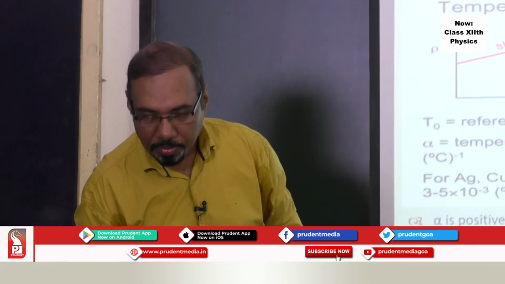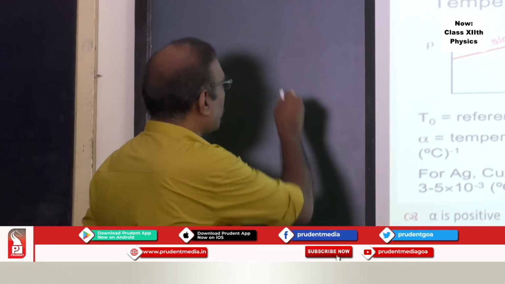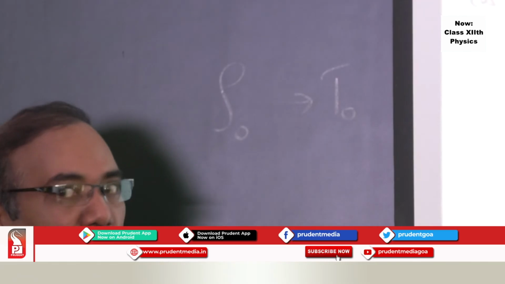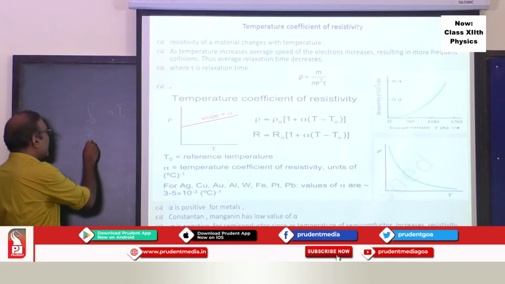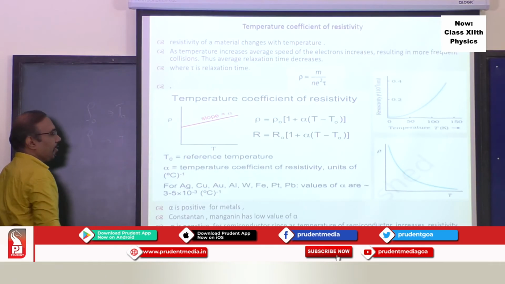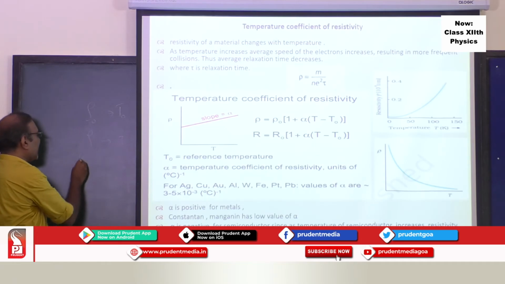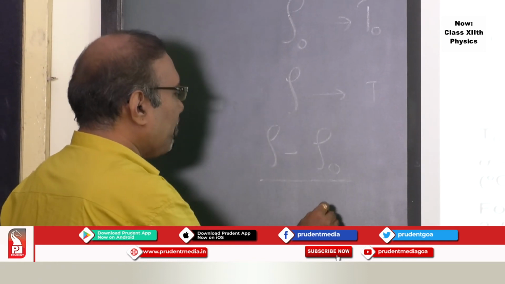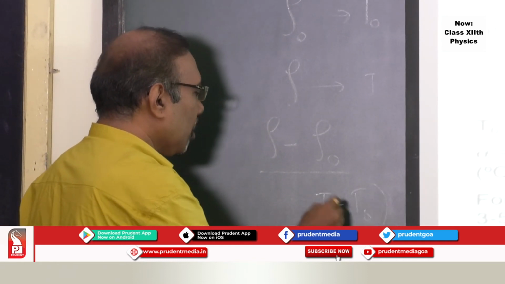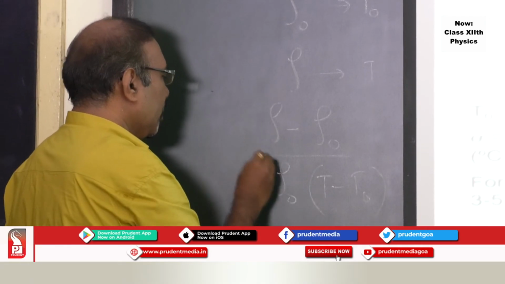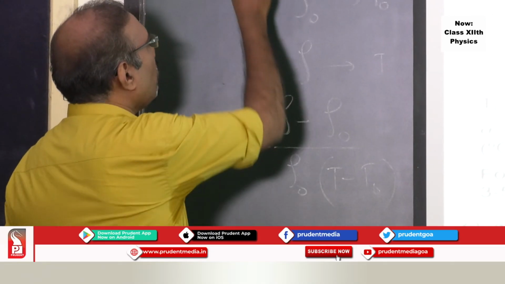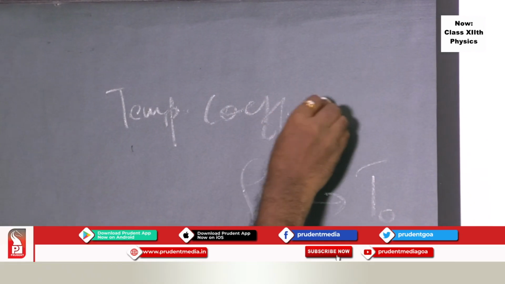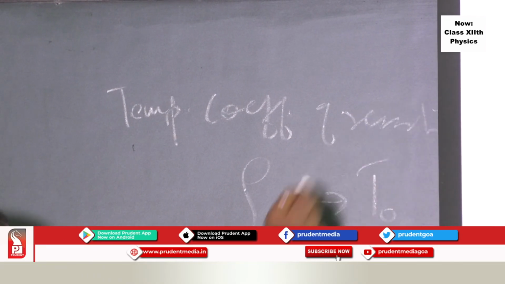So if we have resistivity, say rho 0, initially at temperature T0, the initial temperature, and final resistivity rho at temperature T, then the change in resistivity will be rho minus rho 0. The change in temperature is T minus T0. This ratio is called the temperature coefficient of resistivity.